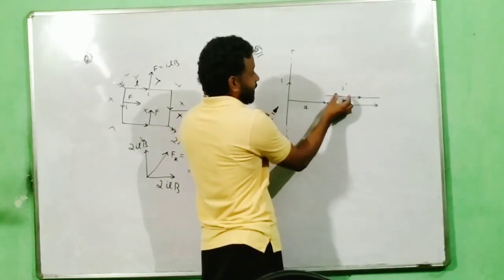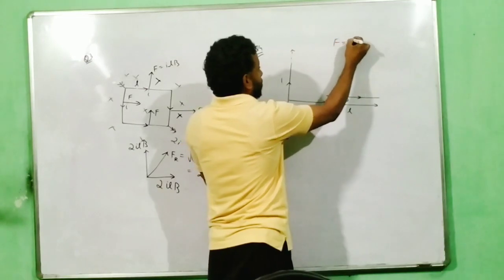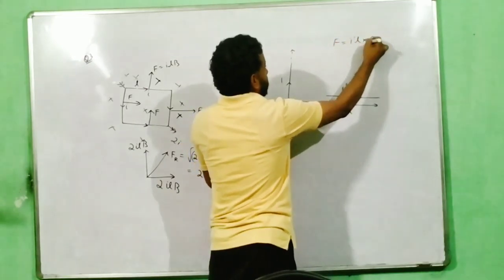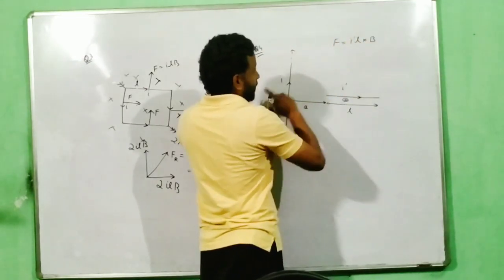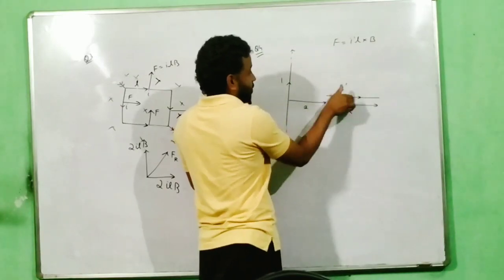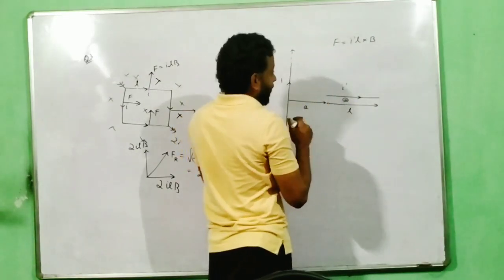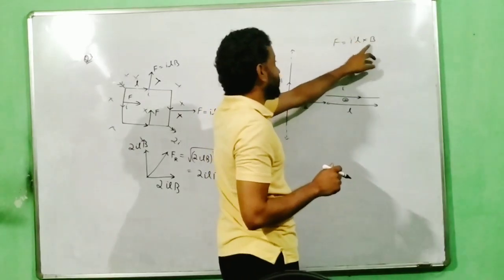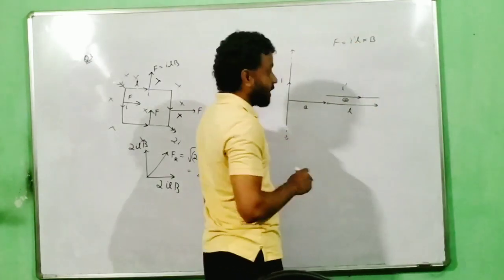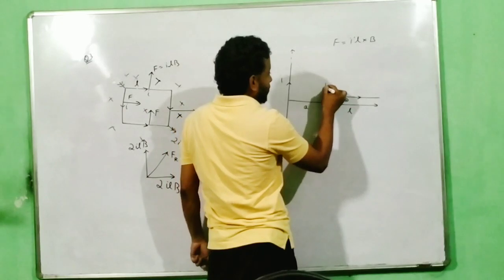So once I get the field, now the second part. Remember the force rule? Find the field first, so I got the field. Now you take the rule, I L cross B. Force is in this direction, that I know. But I cannot directly find the B here because B at every point is changing. So what we will do is this.